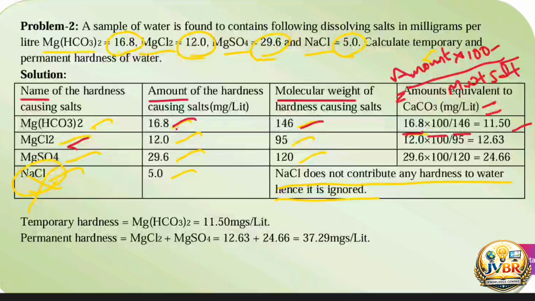Coming to magnesium chloride, weight is 12, molecular weight of CaCO3 is 100, molecular weight of magnesium chloride is 95. So we will get 12.63. Coming to magnesium sulfate, weight of the salt is 29.6 into molecular weight of CaCO3, 100, by molecular weight of magnesium sulfate, which is 120. So we will get 24.66.